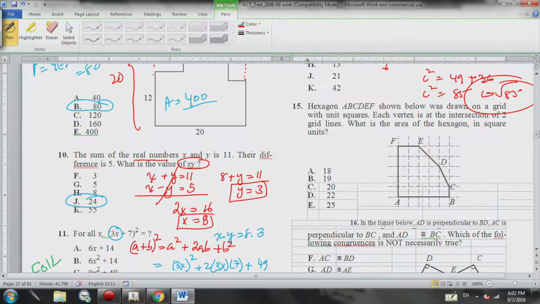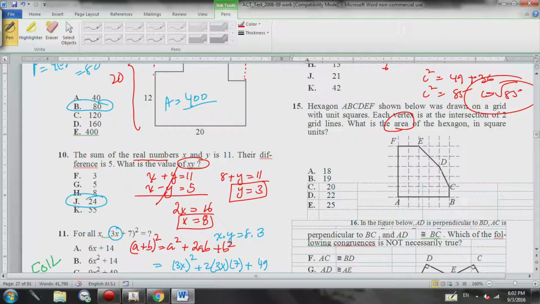This question. The hexagon ABCDEF, shown below, was drawn on a grid with unit squares. Means each of these squares, side length is 1. Each vertex is at the intersection of 2 grid lines. That's just to tell you that these are nice figures. What is the area of the hexagon in square units?